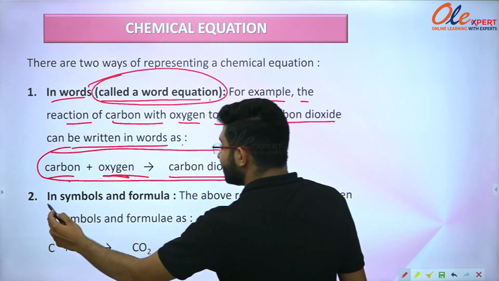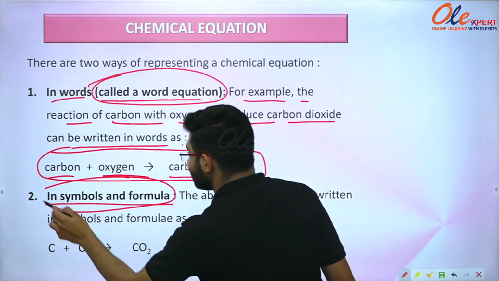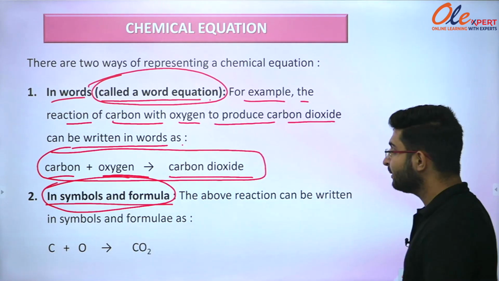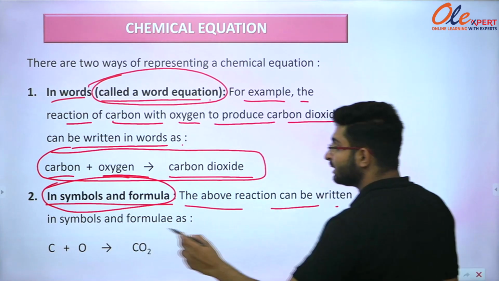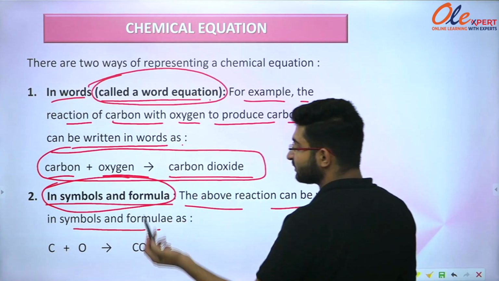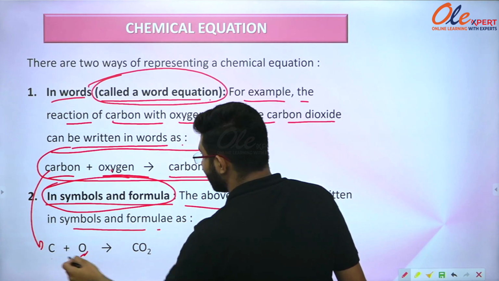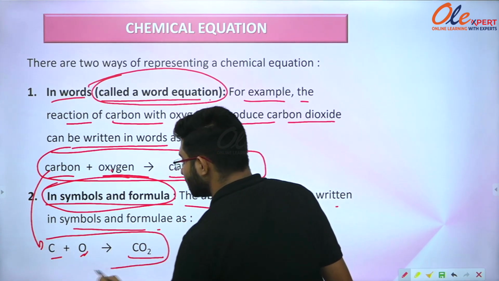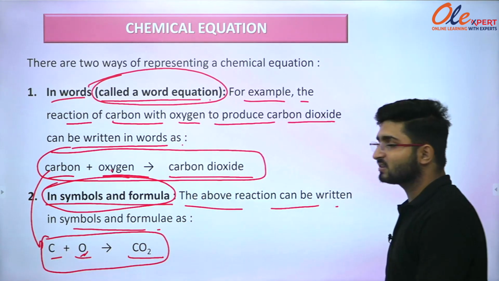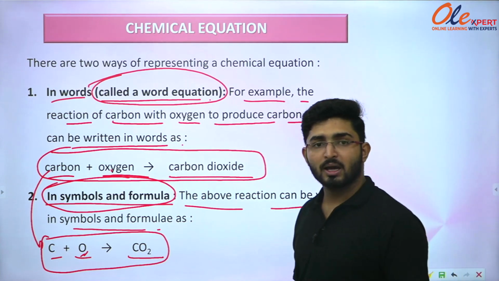The next way is in symbols and formulas. You can write the chemical equation in symbols and formulas as well. The above reaction can be written using symbols, just like C for carbon, O for oxygen, and it gives CO2. So C plus O gives CO2. This is the symbolic representation of a chemical equation.